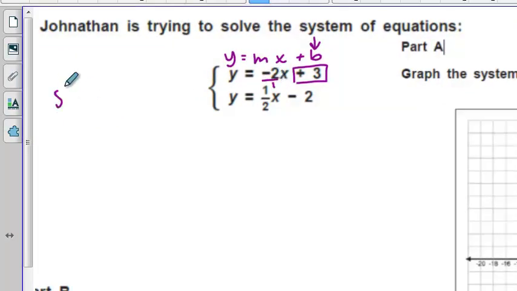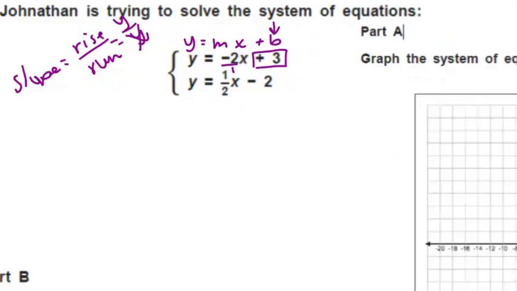-2 over 1. Slope is always what over what? Rise over run, which is y over x. Change in y over change in x. So I'm going to go down 2, run 1 to the right.